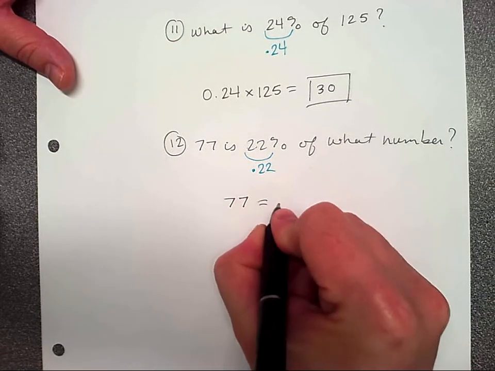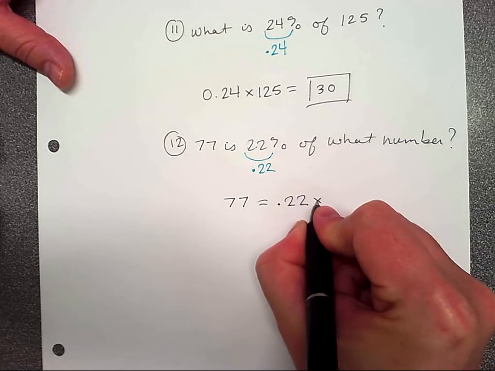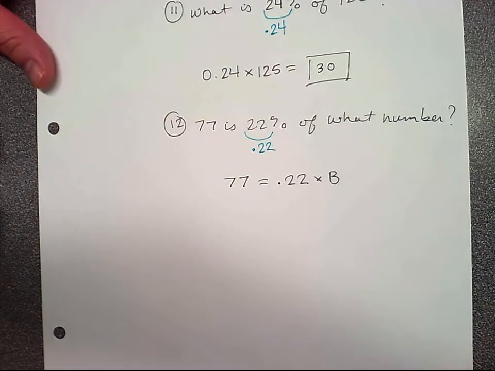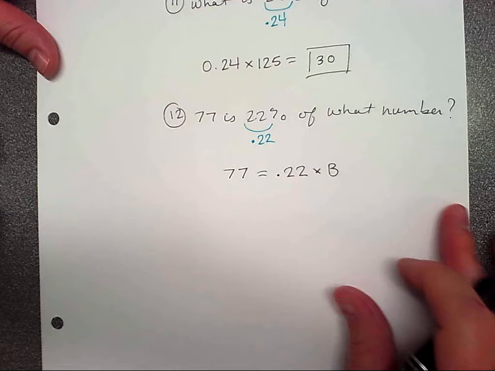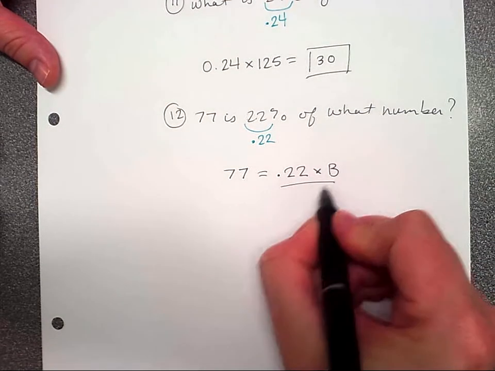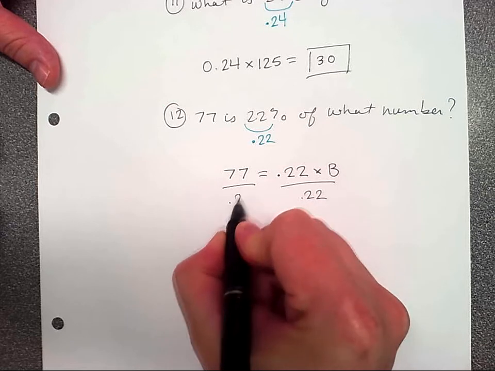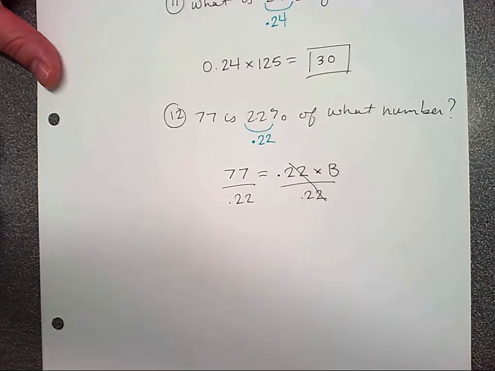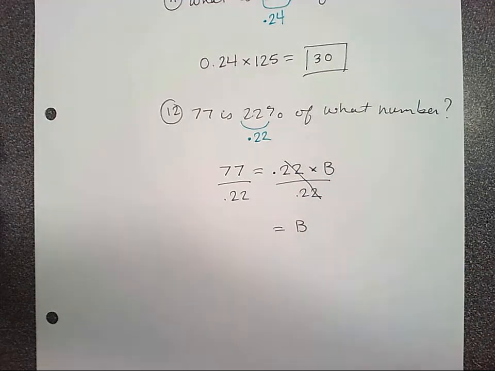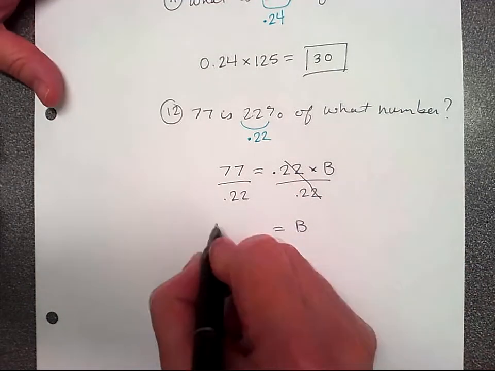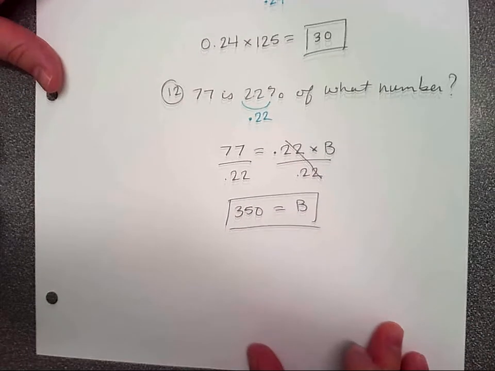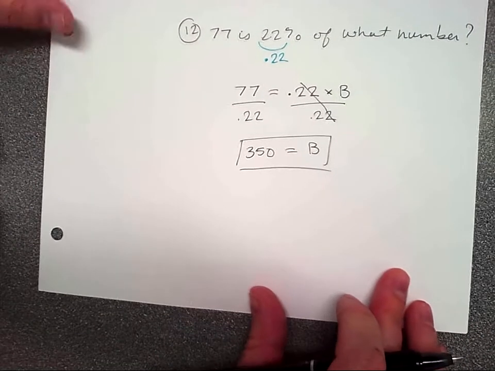77 is 22% times, I'll call it B for the base. You might have called it X, you might have called it N, I don't know what you called it. Okay, now I'm solving for B. And the reason for that is 0.22 over 0.22 equals 1. And 1 times B is just B, and that's what I'm trying to solve for, right? And you said you got 350? Is that clear?